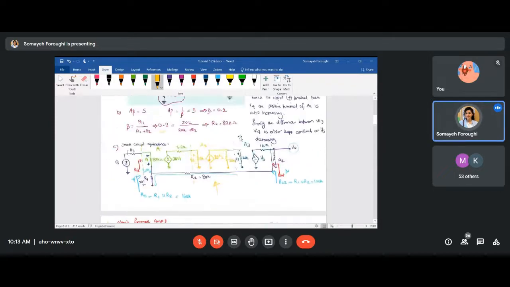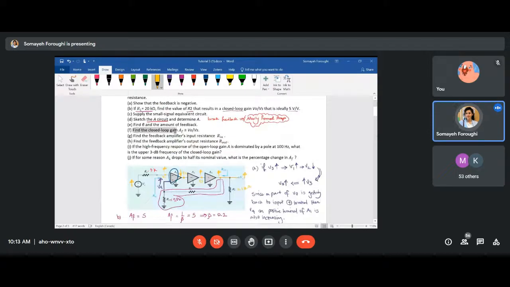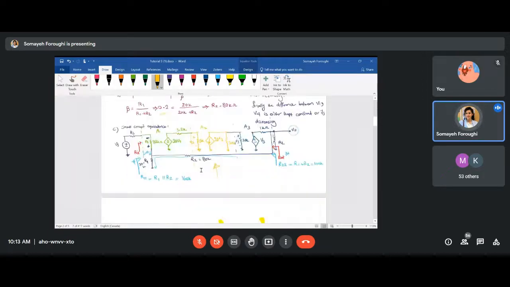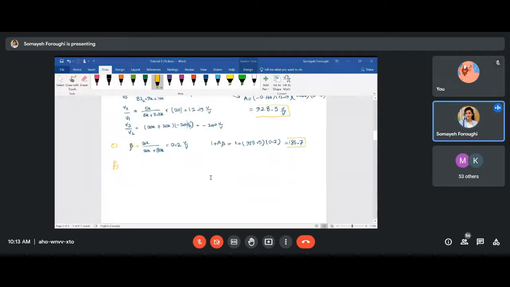Sorry, I have to scroll up again. Part F says find the closed loop gain. We found A, and A was the open loop gain. Now, if you want to find the closed loop gain, AF, you have to use a formula. AF is VO over VS. You know that AF, the closed loop gain, has a relation with the open loop gain, and it is A over 1 plus A beta.